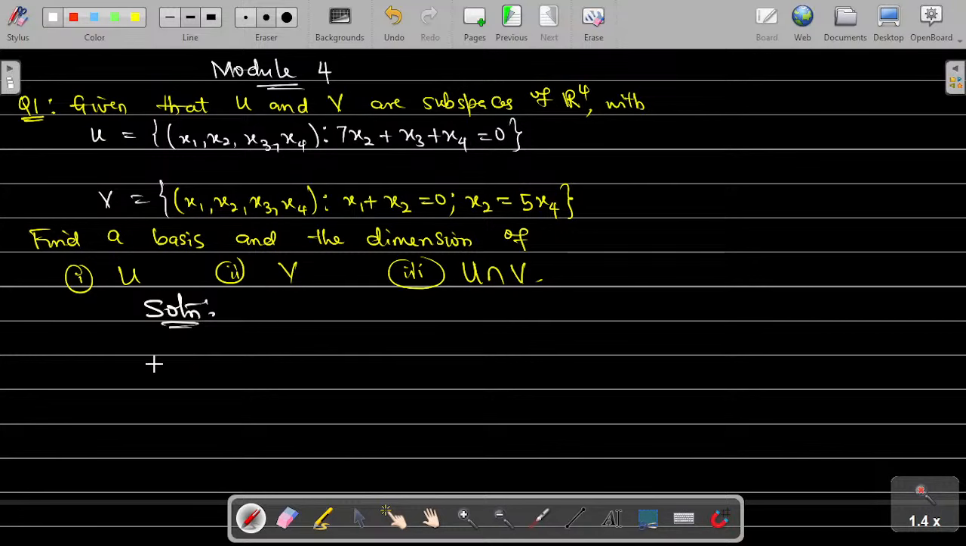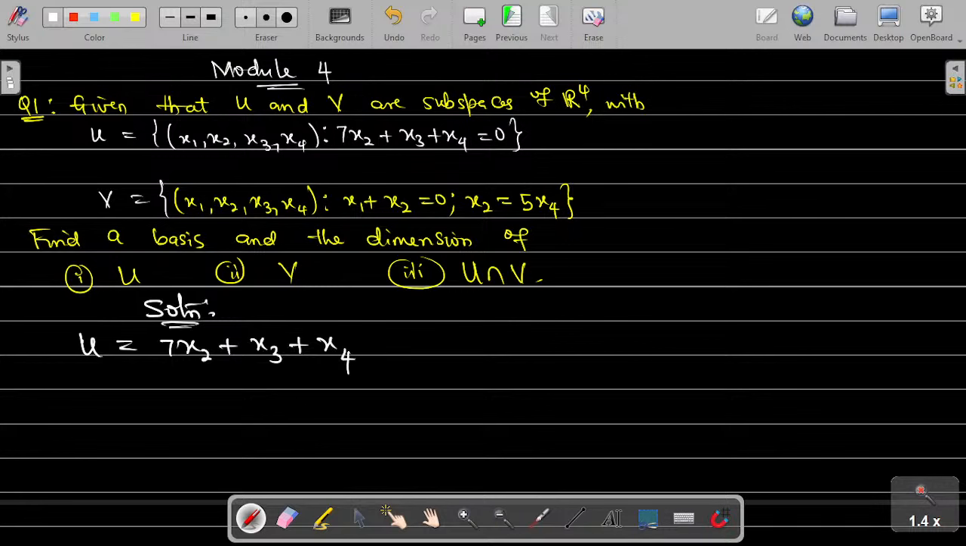So the first thing is, do you realize that U can be written as Ax equal to 0? Of course, you should be aware that you can write this U in terms of a matrix multiplying a vector, and then the right side will be 0. So look at it here. Our U is 7x2 plus x3 plus x4 is equal to 0.